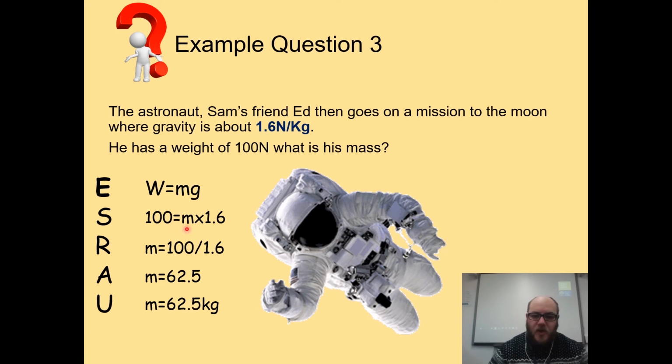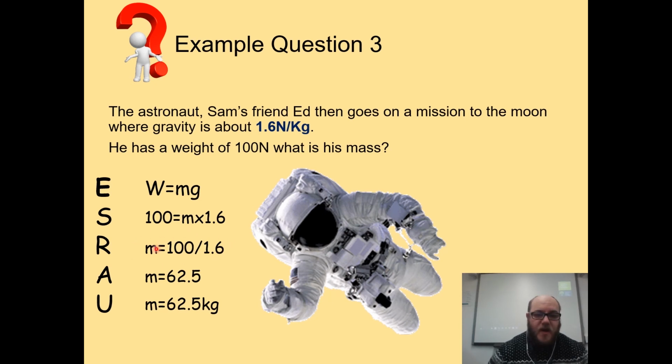So we do whatever we do to both sides. If I want to get m on its own, I need to divide by 1.6 because 1.6 divided by 1.6 is 1. So I need to do that to both sides. So 100 divided by 1.6 will give me m.